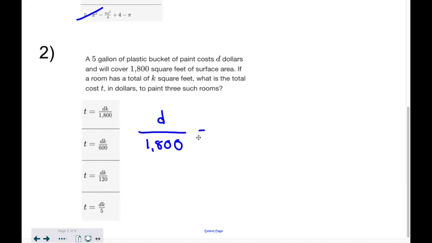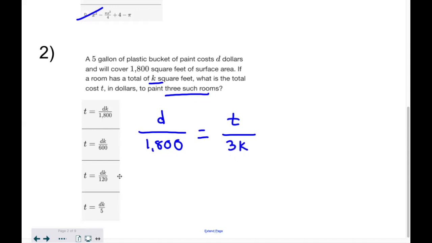So this is going to be the same as, since I put dollars on top, I want to know what I can get for T dollars. So I'm also going to put T on top. And then on the bottom is the amount that we want to spend T dollars on, which is a room with K square feet. And there are three of those rooms. So that's 3K.